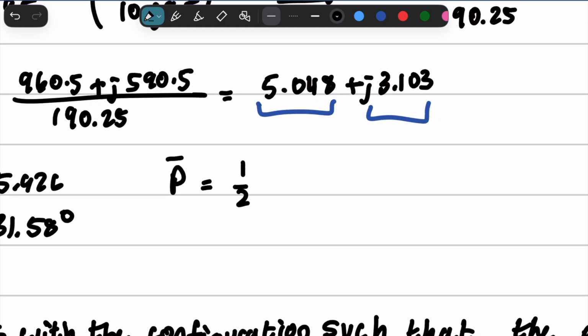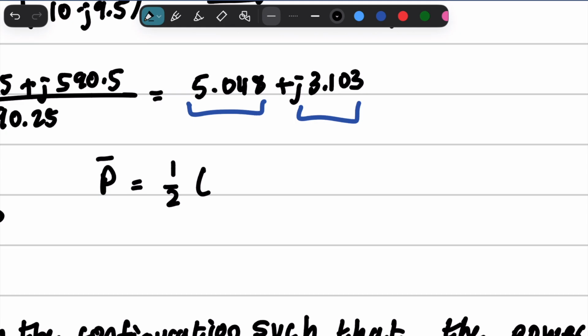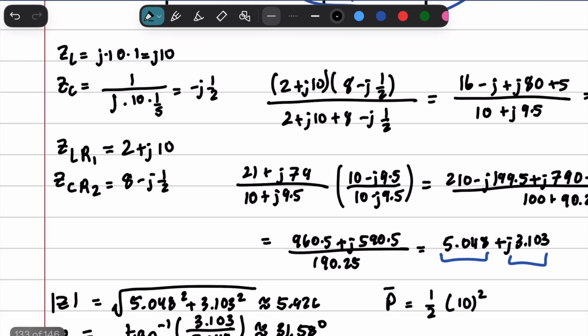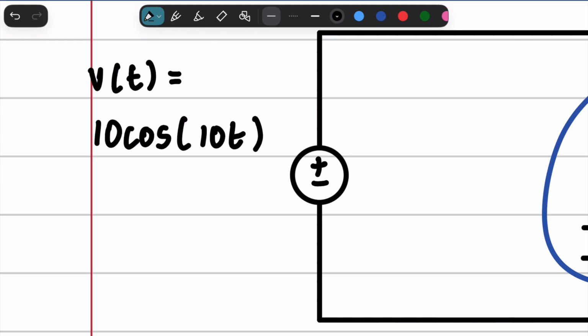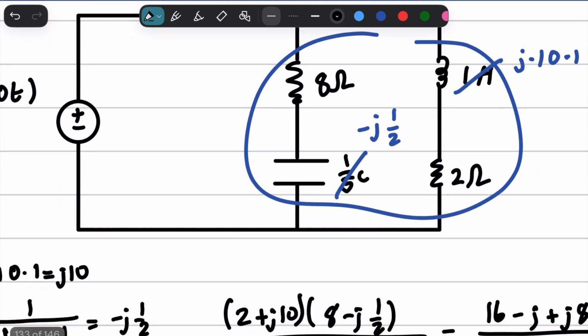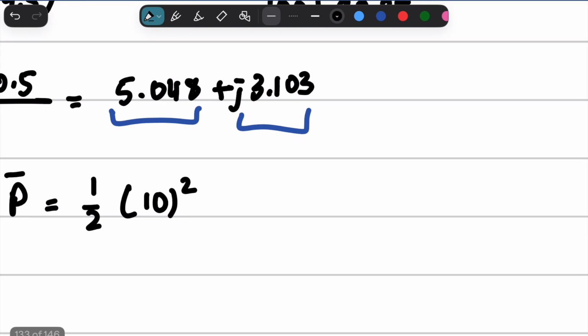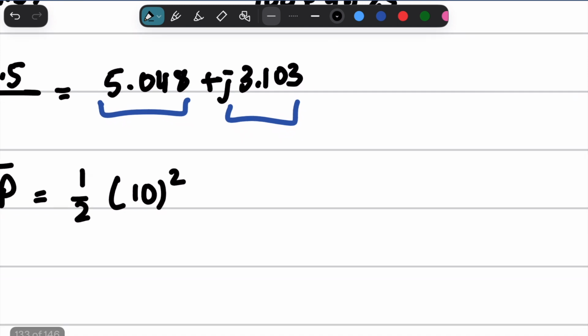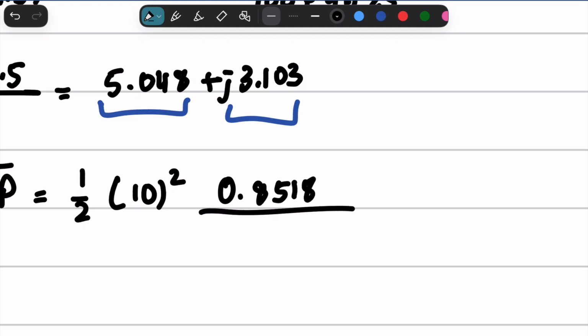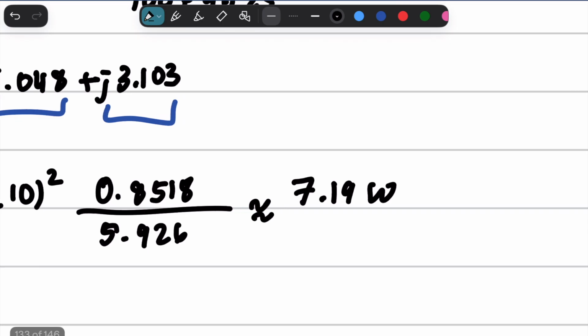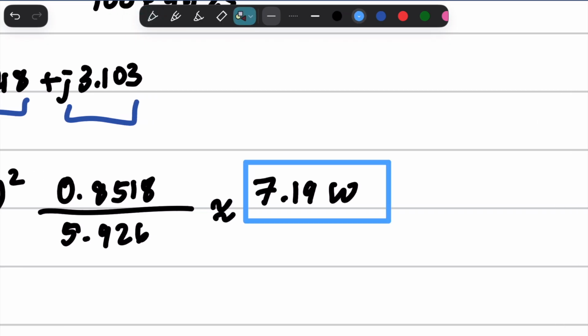And it's going to be 1/2 times 10 squared, because our V max is 10. And we are going to multiply that by the power factor divided by the magnitude, which is approximately 7.19 watts. And that's the answer to part A.